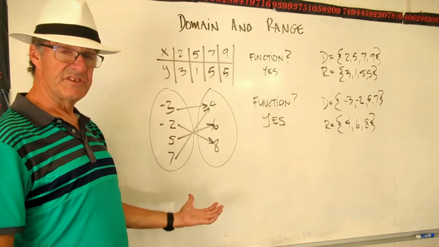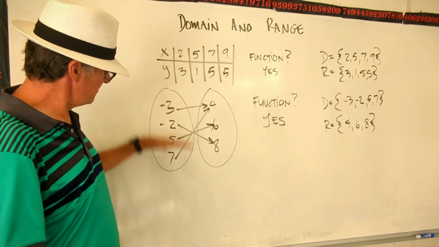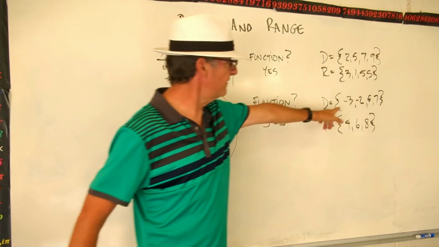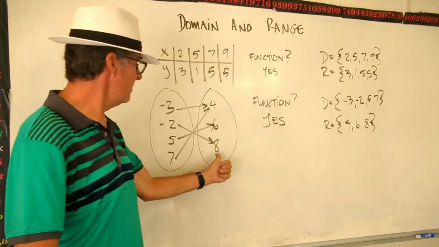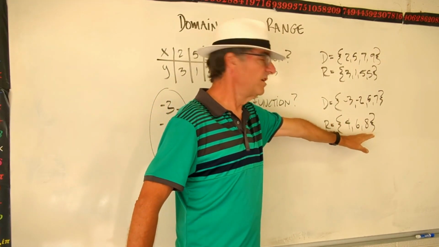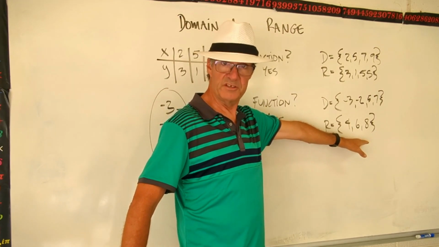Okay, this is still on the simple side. Here's my domain, all 4 of these values. I've got them in my set notation. Here's my range, all 3 values. I've got those in my set notation.